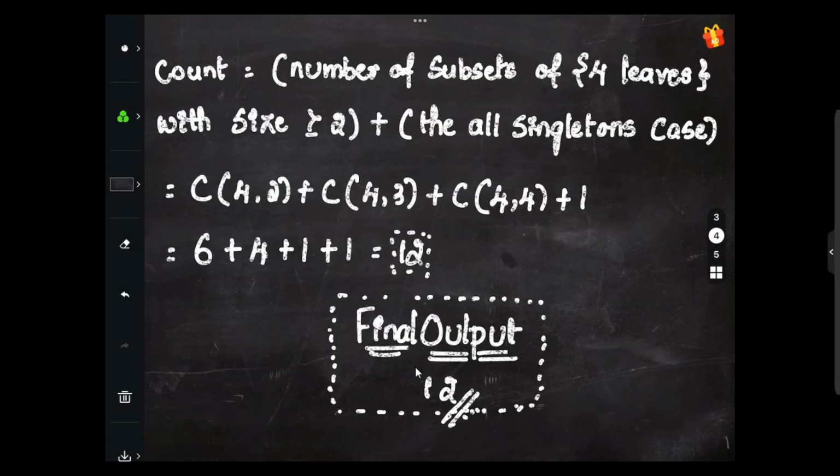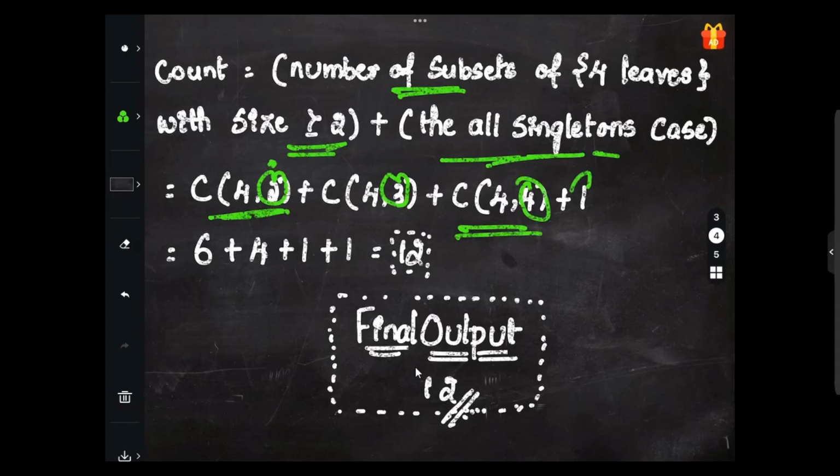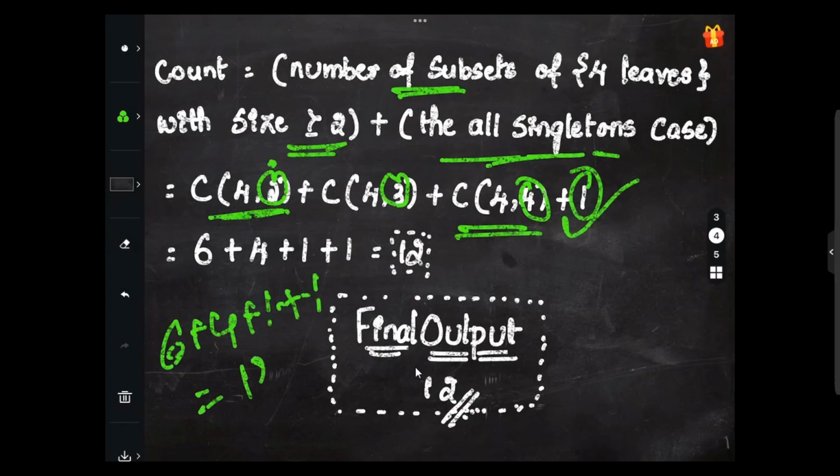So we will go with this kind of formula. Count equals the number of subsets of the 4 leaves with size greater than or equal to 2, plus the all-singleton case. This will be C of 4 comma 2, then 3 and 4, so C of 4 comma 2 plus C of 4 comma 3 plus C of 4 comma 4 plus 1. So this will be 6 plus 4 plus 1 plus 1. That is 10, 11 and 12. Now we have 12.